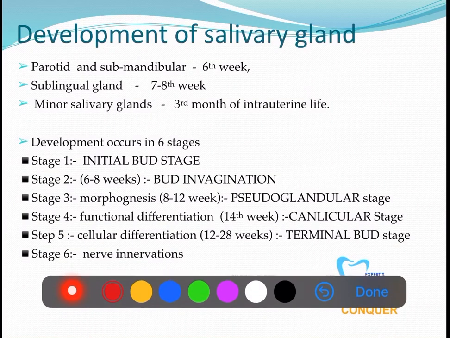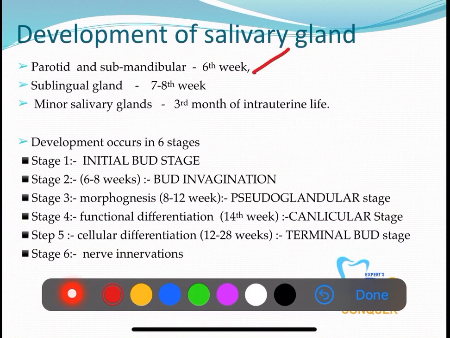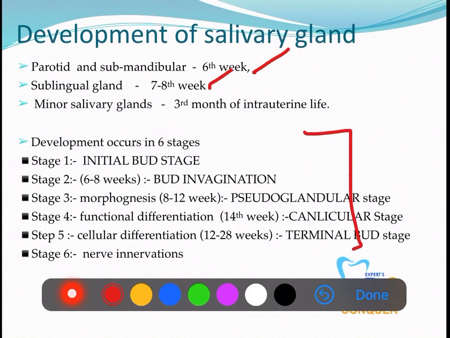As you can see, the 6th week is the parotid and submandibular. The 7th to 8th week of intrauterine life is the sublingual, whereas the 3rd month of intrauterine life is the minor salivary gland. So within the first trimester of pregnancy, almost all the salivary glands are being formed. The development actually occurs in 6 stages. You can just name the stages, and if possible you can draw a diagram related to these stages.